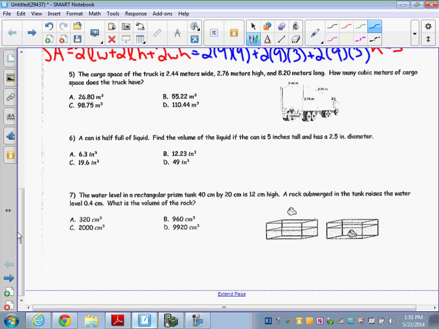Question 5 says the cargo space of a truck is 2.44 meters wide, 2.76 meters high, and 8.20 meters long. How many cubic meters of cargo space does the truck have? A good way to solve this problem is to look at cubic meters. It doesn't say solve for the volume. It says how many cubic meters. If we want to solve for cubic meters, that means we're going to have to use volume.